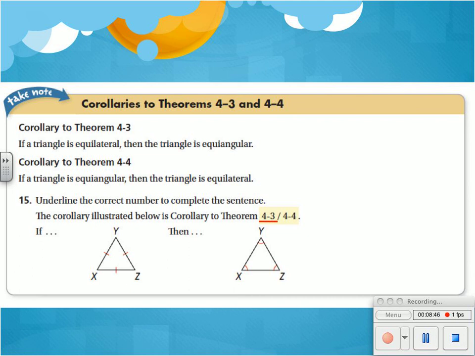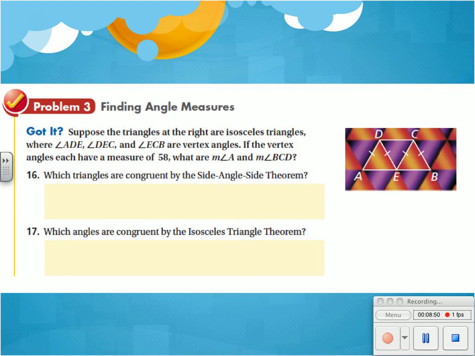So, finding angle measures. Again, some more algebra. Suppose the triangles at right are isosceles triangles where angles ADE, DEC, and ECB are vertex angles. If the vertex angles each have a measure of 58, what are the measures of angle A and angle BCD? Okay, so which triangles are congruent by the side-angle-side theorem? That's going to be triangles ADE, DEC, and ECB, because all the vertex angles are congruent and the two sides are congruent, so it's side-angle-side.